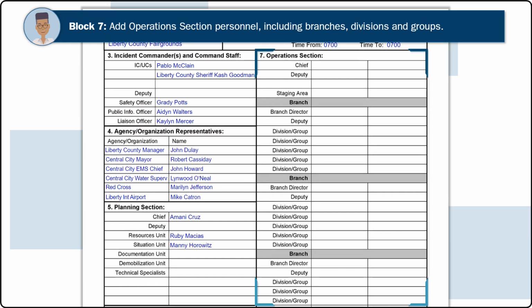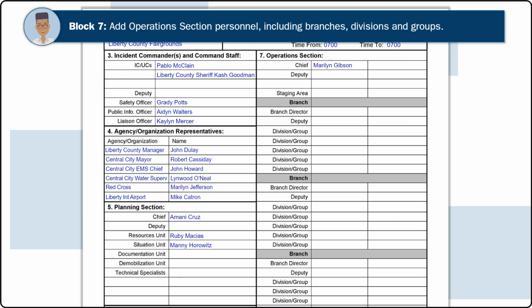Let's move on to Block 7, the Operations section. First, there are many ways to structure the operations sections, including breaking into branches, divisions, and groups. The key thing to remember is that this form should reflect your incident's actual structure. Some find it helpful to sketch out the basic organizational chart, the ICS Form 207, with someone from operations to help. Having an org chart on hand may make it easier to translate here.